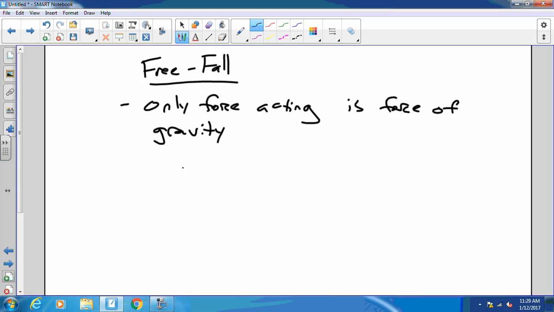Okay. And in the case where the only force acting is the force of gravity, then we say that the acceleration due to gravity is negative g, if we're working in one dimension. If we're working in two dimensions, then we would say that the acceleration due to gravity is 0, negative g. And both of these say the same thing. Gravity always pulls straight down. There we go. That's it.